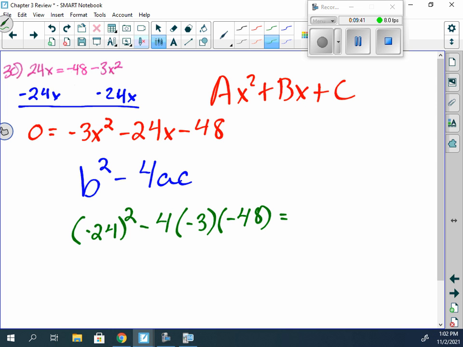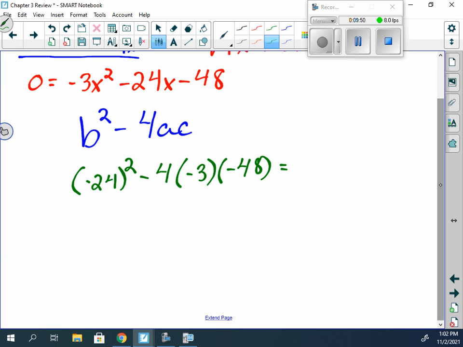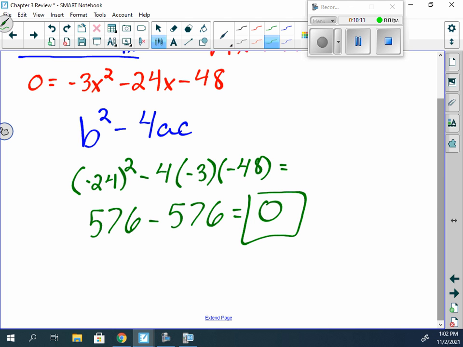Now at this point, I just plug it into a calculator. Negative 24 squared, it'd be challenging to do this by hand, would work out to be 576. Negative 4 times negative 3 times negative 48 would be negative 576. And this works out to be 0. So the value of the discriminant is 0.